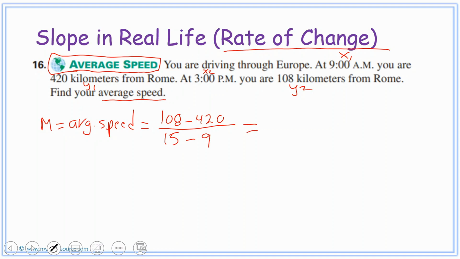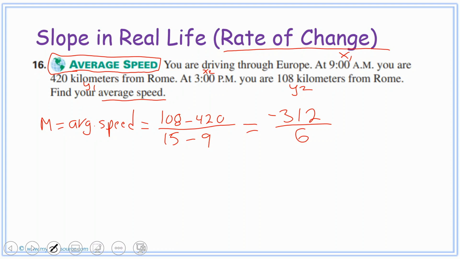All right, so 108 subtract 420. You could work that out. And that's going to be, I don't have a calculator, so let's see. 108 subtract 420. You could just say 420 subtract 108. That's another way to do it. And just make sure you have your negative sign. So that's going to be negative 312 divided by 15 subtract 9, which is going to give us 6. All right, so then we could just divide those two. Negative 312 divided by 6.